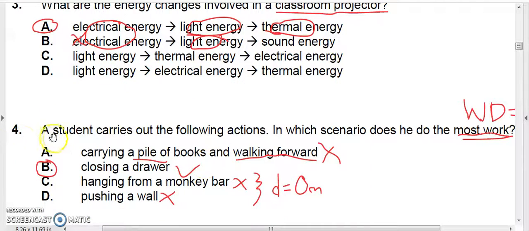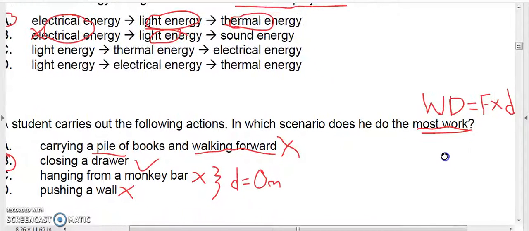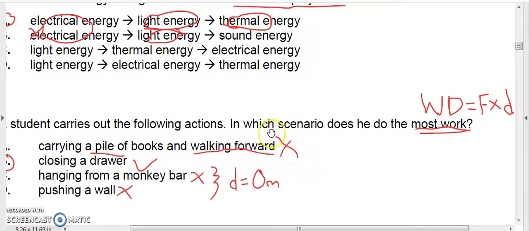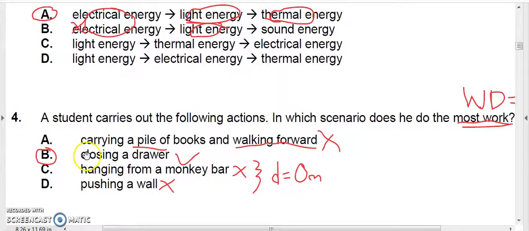Okay, so question 4. A student carries out the following actions. In which scenario does he do the most work? So you gotta know, work is force times distance. So for question A, carrying a pile of books upwards while walking forward, the force and distance are perpendicular, so cannot. The force and distance need to be parallel, like closing a drawer: you push and the drawer moves in the same direction as the force. So this does the most work.